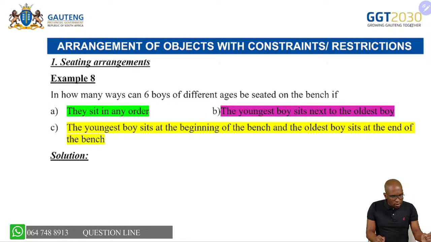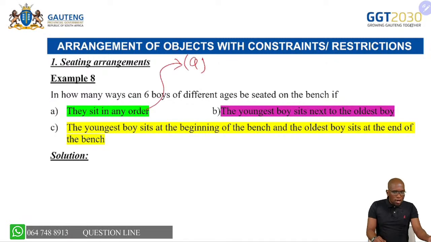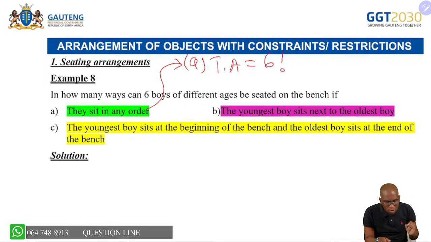Right, we are on example number 8. In how many ways can 6 boys of different ages be seated on a bench if they sit in any order? We have 6 boys. If they sit in any order, remember it's 6 boys of 6 different ages and we want to arrange all of them. We don't want to arrange fewer. So we go back to rule 1. Rule 1 says the total arrangement would be 6 factorial.